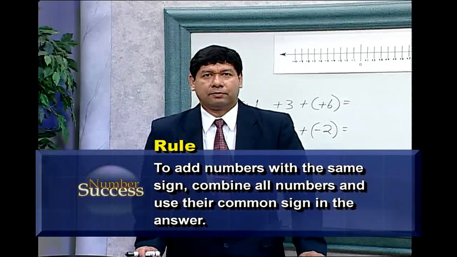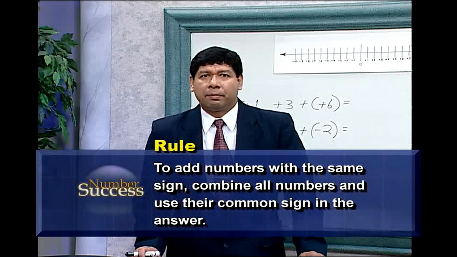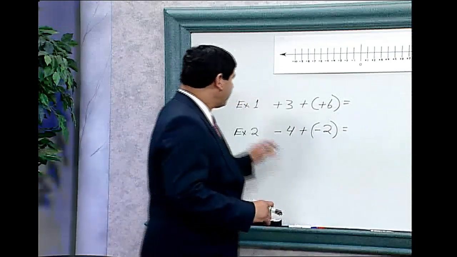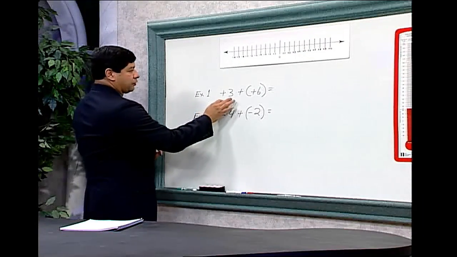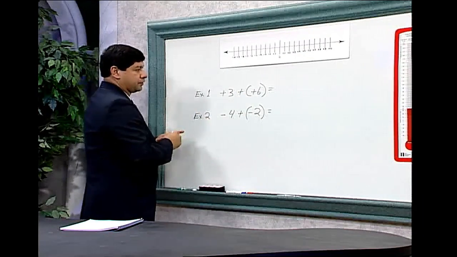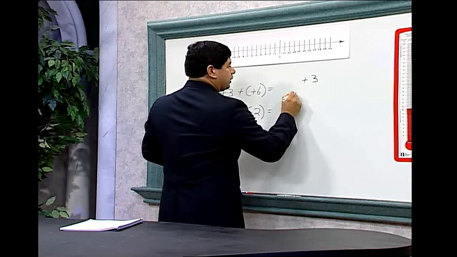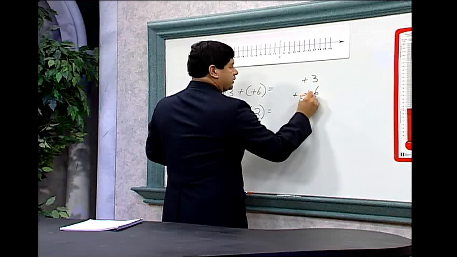Rule for adding signed numbers with the same sign. To add numbers with the same sign, combine all numbers and use their common sign in the answer. Our first example, we have a positive 3 plus a positive 6. Well, let's indicate that here.